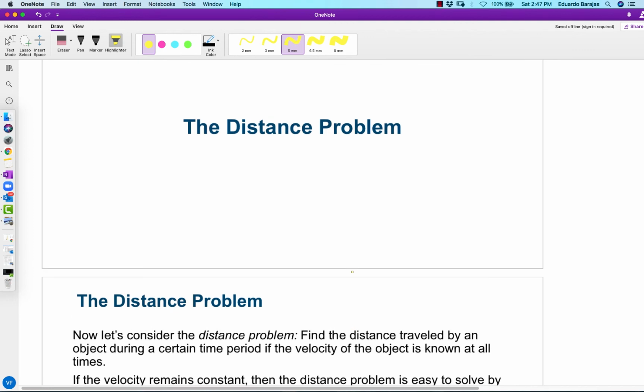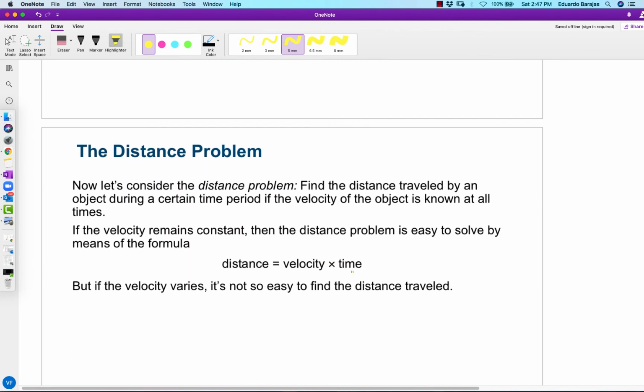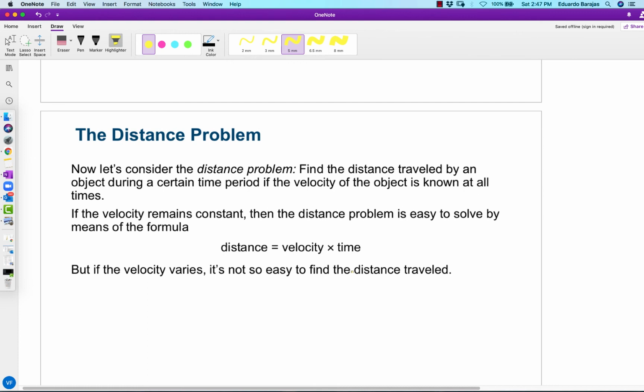All right, now let's take a look at something called the distance problem. So now let's consider the distance problem. Find the distance traveled by an object during a certain time period if the velocity of the object is known at all times. If the velocity remains constant, then the distance problem is easy to solve by means of the formula that distance equals velocity times time, right?